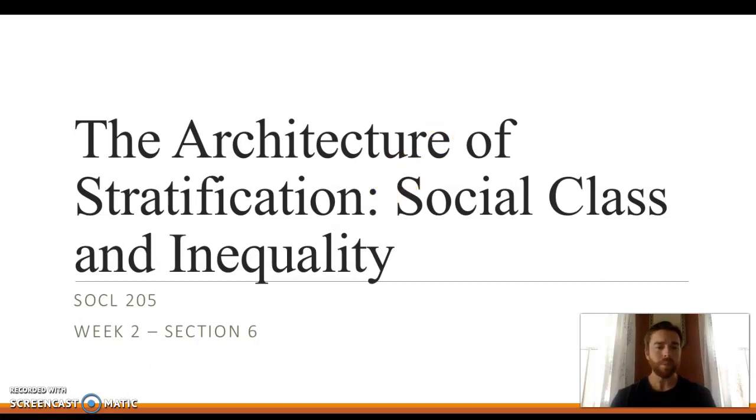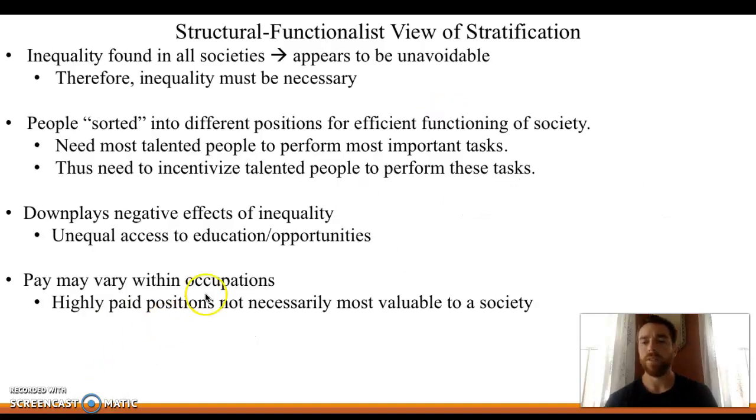Now, you all have already learned the difference between structural functionalism and the conflict perspective, but this is a great time to practice the differences between those perspectives and see how, as a structural functionalist, you're going to look at inequality across class differently than a conflict theorist is going to.